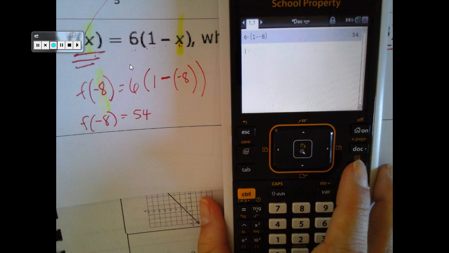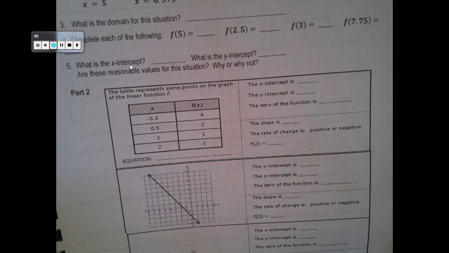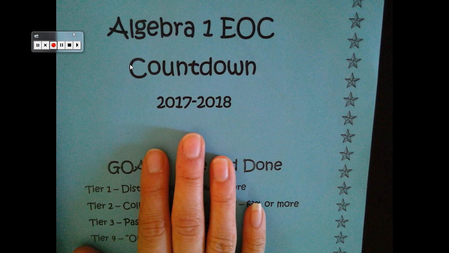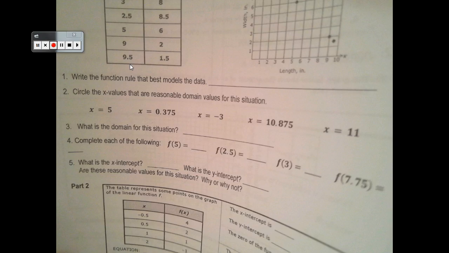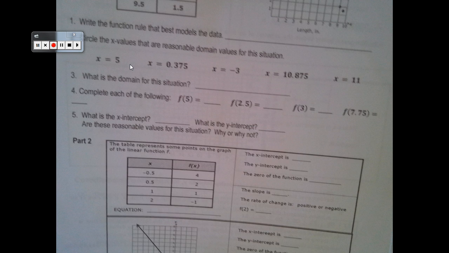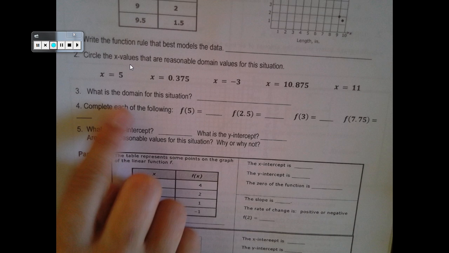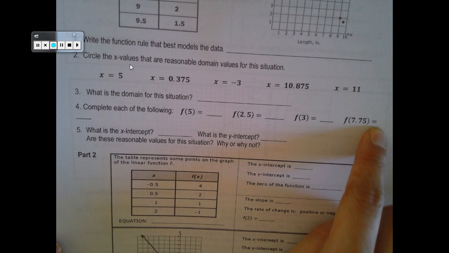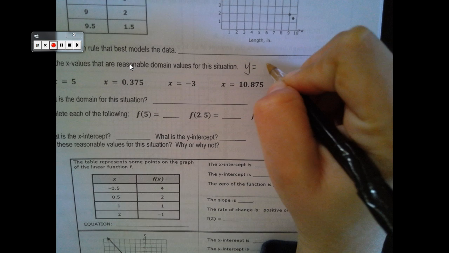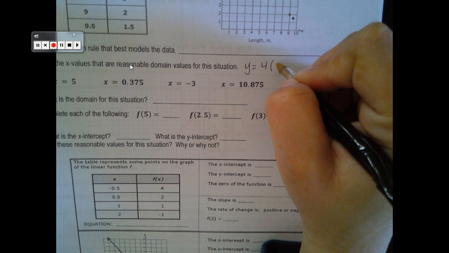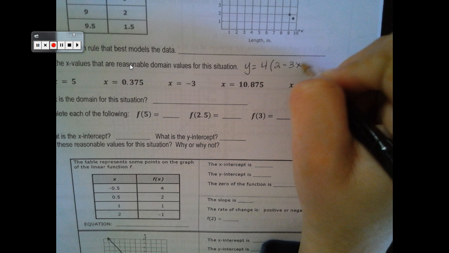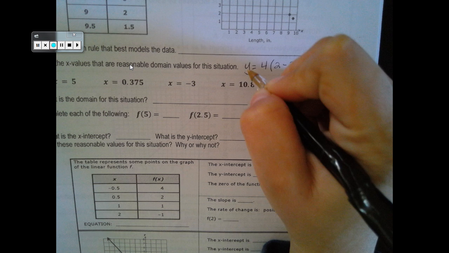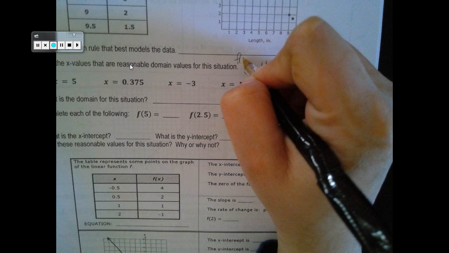So now you're going to do a little bit of practice in your workbook. So this is in the workbook for your countdown. And you're going to go to page 3, please. I'm going to give you the equation, and you're going to practice with these values. Alright? So let's just say your equation is y equals 4, 2 minus 3x. Okay? I probably shouldn't put y equals. I should probably put f of x equals.